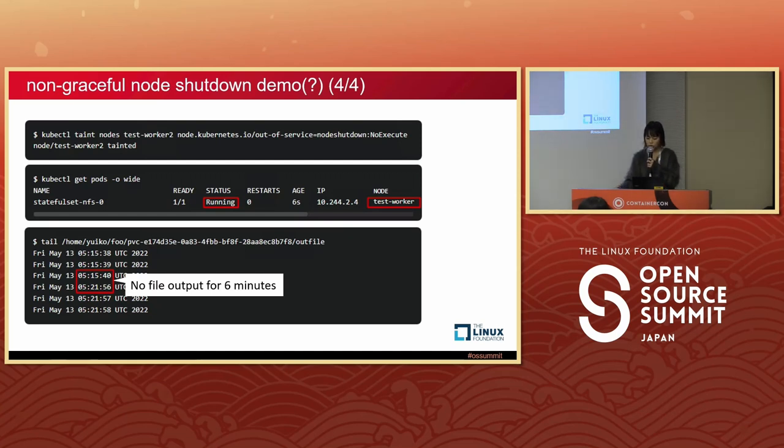And then let's check the sample application. This sample application writes the current timestamp every second. But as you can see, here and here, this line is 5 o'clock 15 minutes, and this line is 5 o'clock 21. So you can see that for about 6 minutes, there is no output. So in this period, the node was stopped.